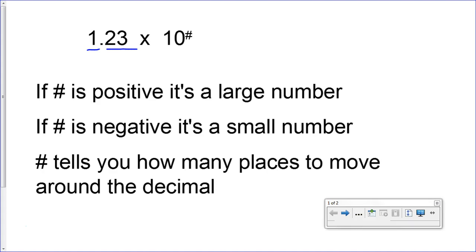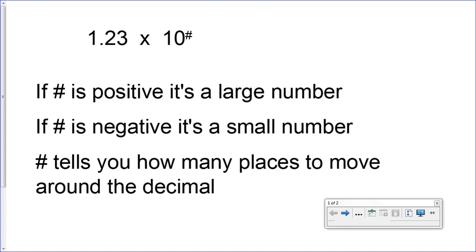So, if that number in the exponent is positive, if we've got a positive exponent of 10 here, we're talking about a number that's generally pretty large. All right, so keep that in mind. That's what that would indicate. If the exponent on the 10 is negative, then we're going to be talking about a number that's relatively small. And then the number itself just tells you how many places over you're moving the decimal when we convert from standard to scientific to standard notation.